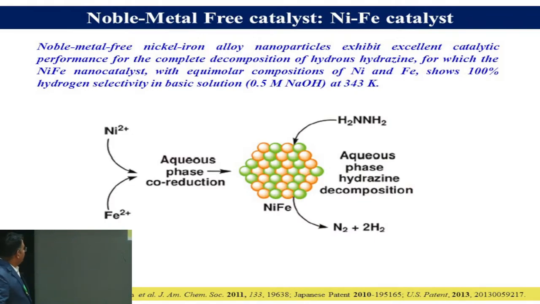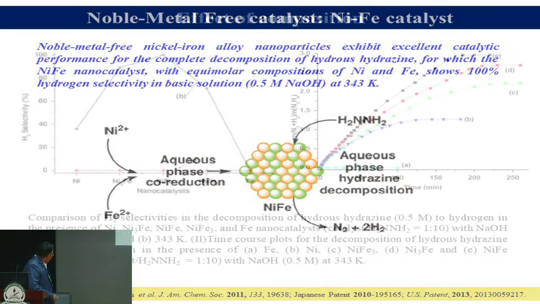So last, we added some additive in the solution so that the catalytic activity may be enhanced. So this is the final result. We are getting the first noble metal free catalyst for complete decomposition of hydrogen to nitrogen and hydrogen. This activity is observed in basic solution at 70 degrees temperature. Because this is the first such catalyst, we published it in JACS, and we got two patents also, from Japan and from the US.